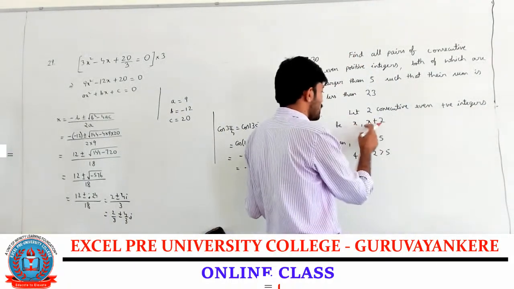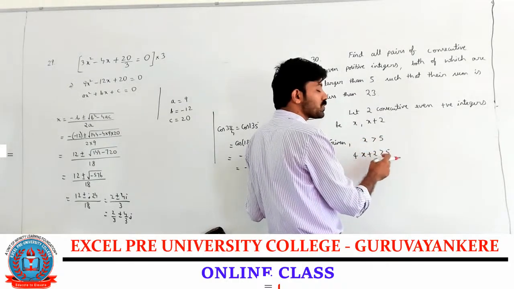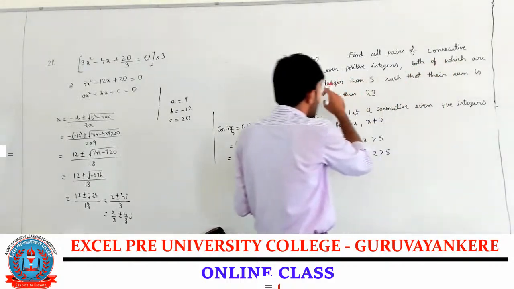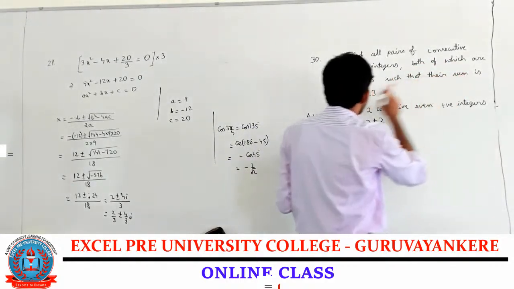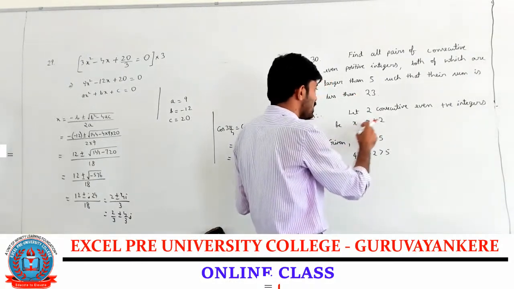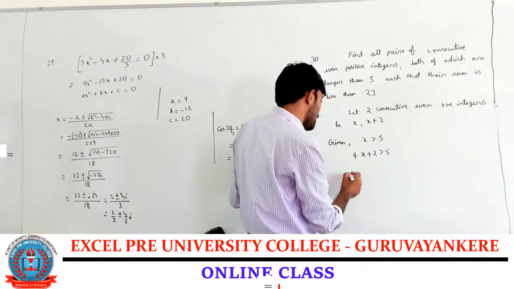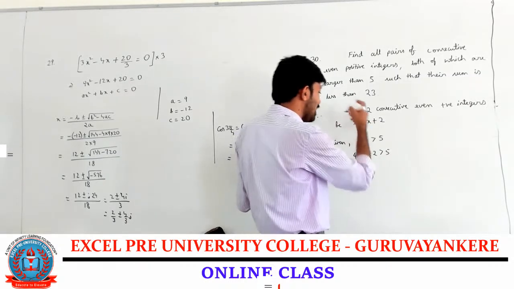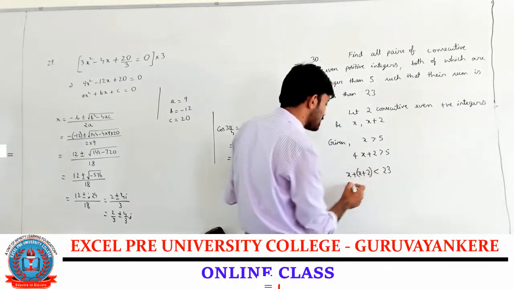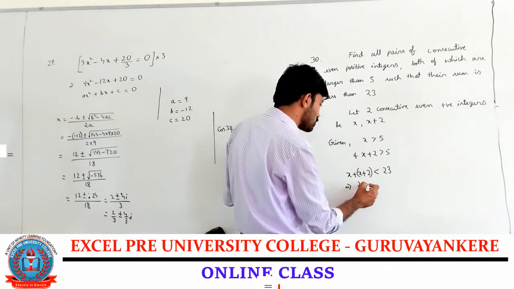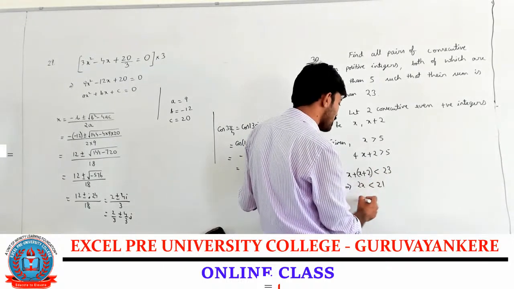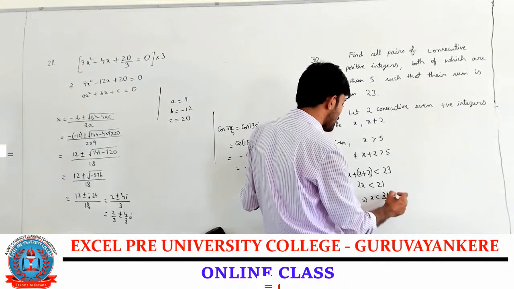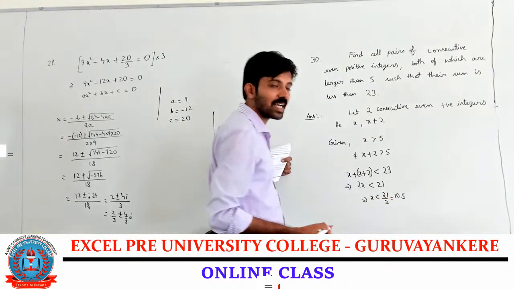x and x plus 2, x is greater than 5, x plus 2 also greater than 5, because it is told both of them are larger than 5. The sum is less than 23: the sum of x and x plus 2 is less than 23. We solve this: x plus x is 2x, less than 23 minus 2, which is 21. We get x is less than 21 by 2, which is 10.5. x is less than 10.5.